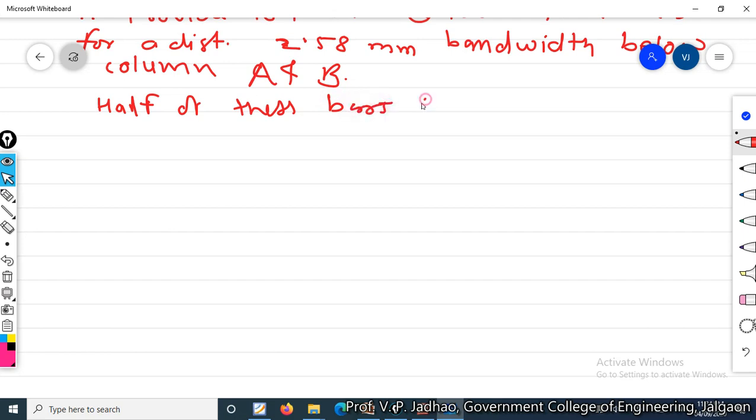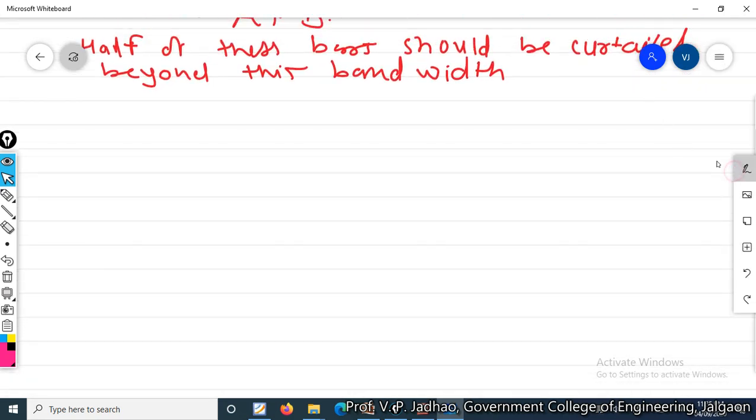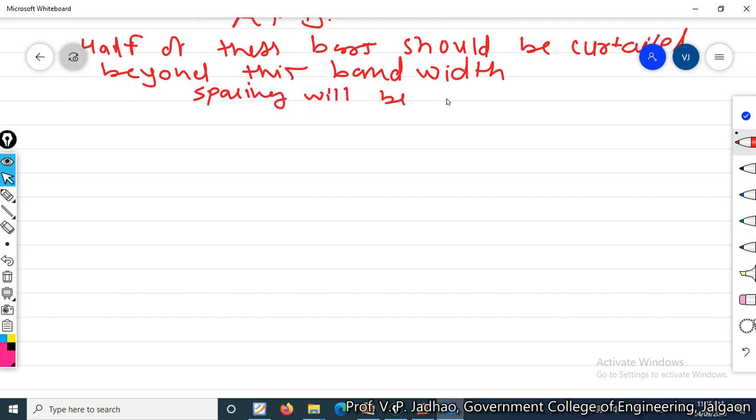Half of these bars should be curtailed beyond this bandwidth. So for the bottom face, I'll just show you how we will be providing these steel reinforcements. The spacing for these curtailed bars will be 2 into 150 mm, so that is equal to 300 mm spacing. So curtailed bars will be provided at a spacing of 300 mm center to center.